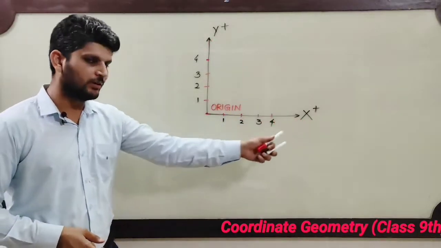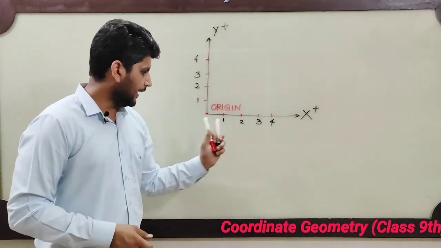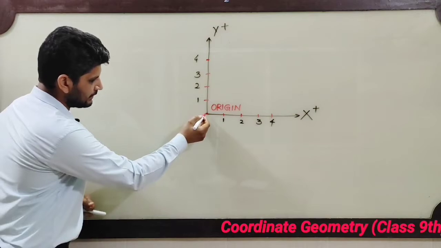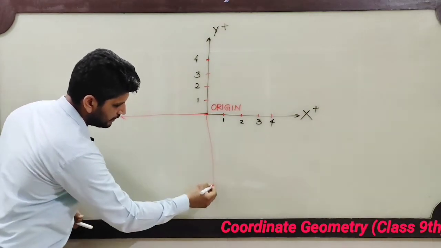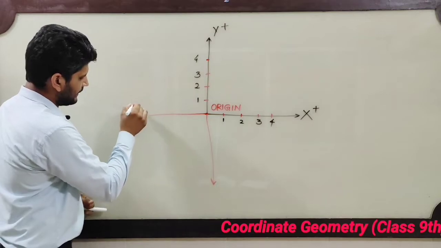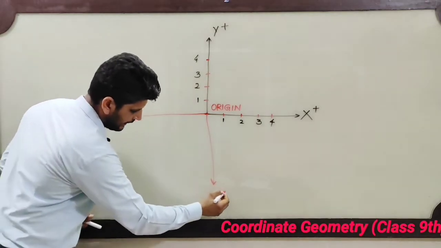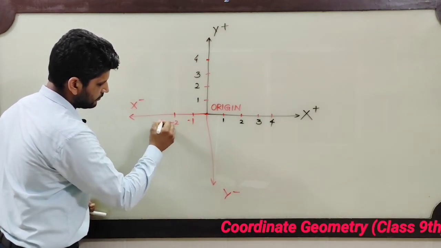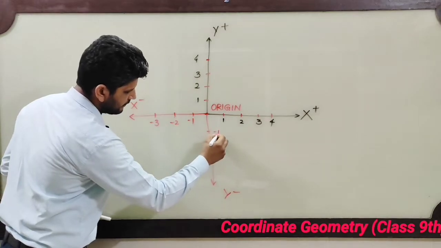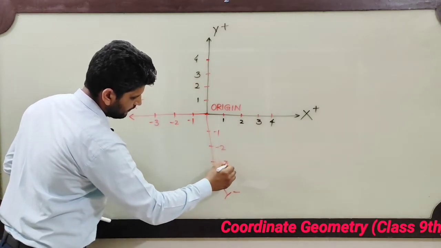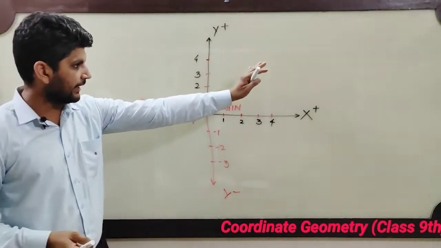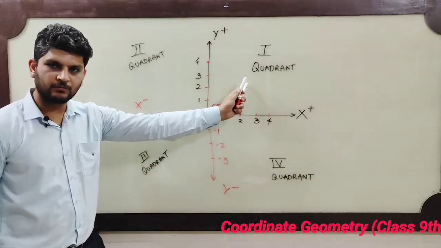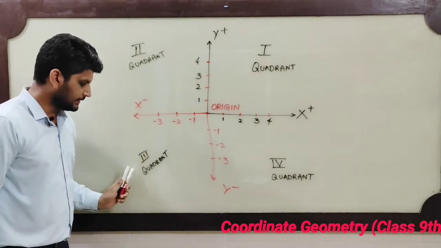Now from this origin toward the x-axis, these points are positive, and from the origin toward the y-axis, these points are positive y-axis points. Now we can extend these lines toward this side also. This side is negative x-axis, this is negative y-axis. Here we can mark -1, -2, -3. Similarly toward this, -1, -2, -3. Now we have four quadrants: quadrant 1, quadrant 2, quadrant 3, quadrant 4.